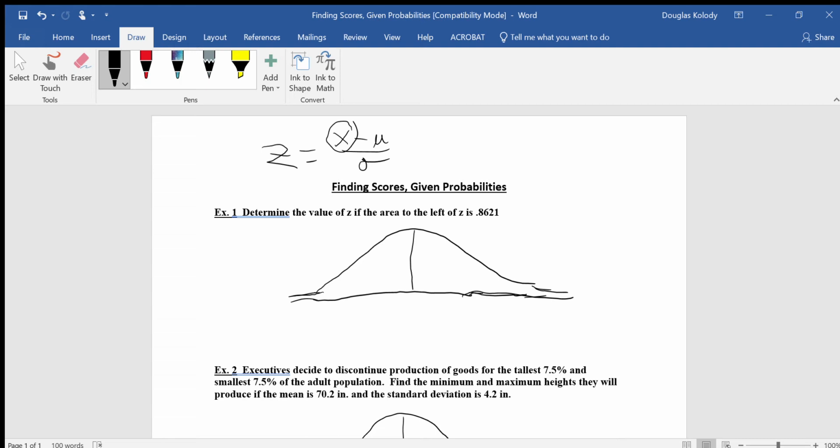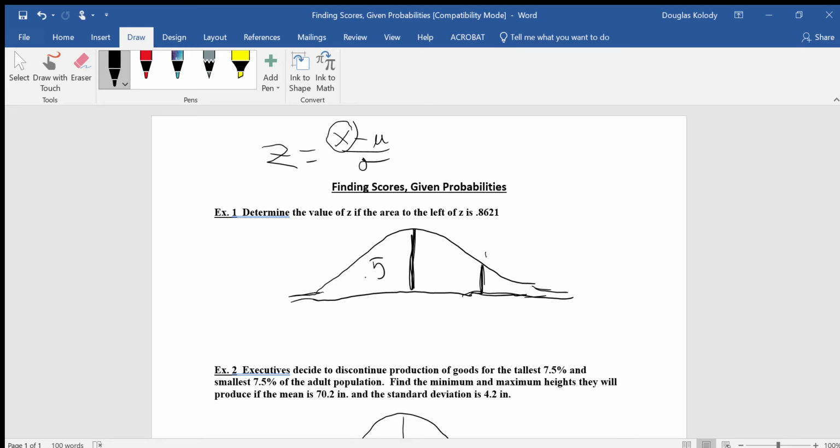Alright, so you might look at that question and say, what are they even talking about? Let's start with this. Think about how much area is to the left of this center line. Would you all agree that half, or 0.5, is to the left of that center line? So we need to draw a line so that the area to the left of it is 0.8621. With a little bit of thought, I'll bet you'd figure out that that line is somewhere over here.